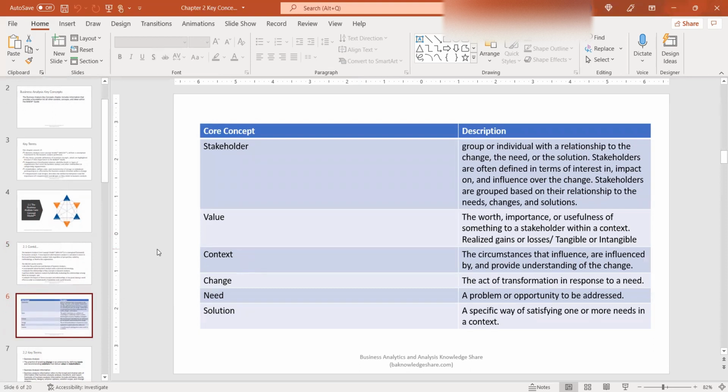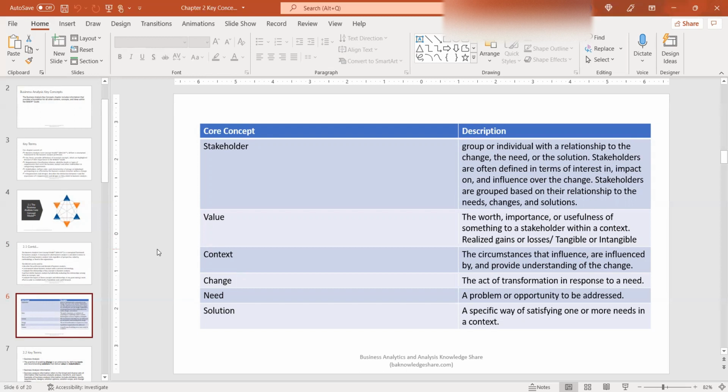So let's dive a little bit further and define each core concept. A stakeholder. A stakeholder is a group or individual with a relationship to the change, the need, or the solution. So keep in mind, these are 3 important words: change, need, solution. Stakeholders are often defined in terms of interest in, impact on, and influence over the change. Stakeholders are grouped based on their relationship to the needs, changes, and solutions.